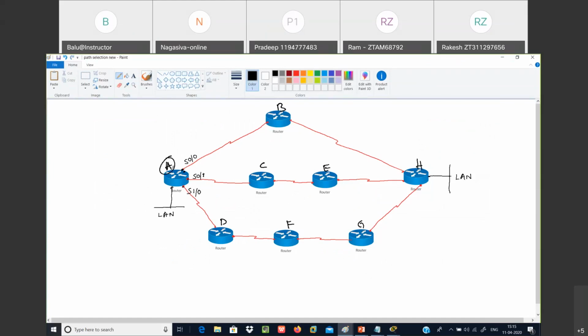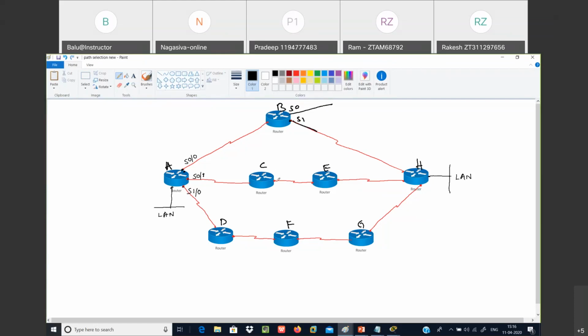For A router, which routers are directly connected? Which routers are neighbor routers? B, C, D is a neighbor, right? From B to reach H, you have one link. You have one more link. One more link is there. My link S0, S1. Two links are available.